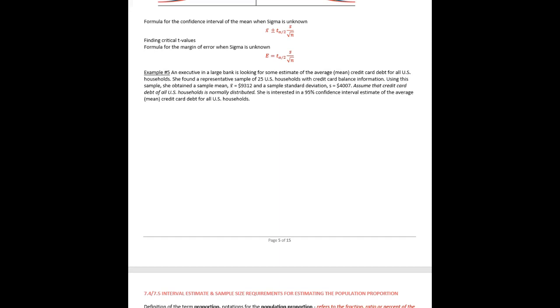This problem is solved exactly the same way that we just solved the z confidence interval problem, except for one thing: we don't have a sigma. So we need to use our formula for S.